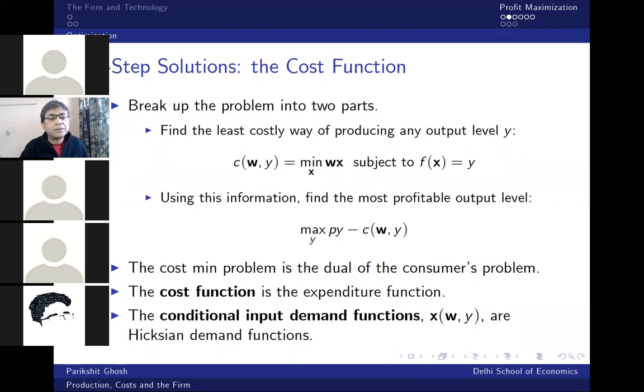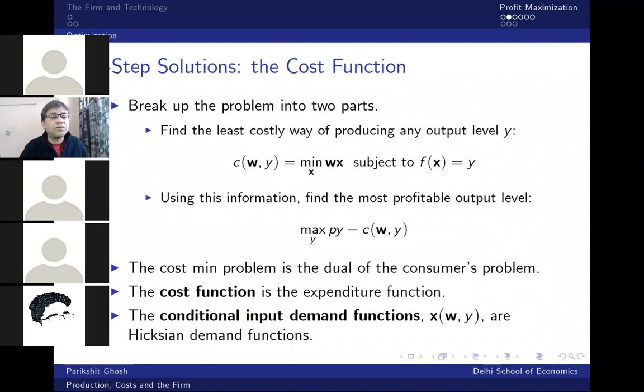So it's a choice function of the dual problem of a consumer. One property of the Hicksian demand function. Can you name a property that we derived? A law of demand. Sir, it is homogeneous of degree 0. Yeah, homogeneous of degree 0.